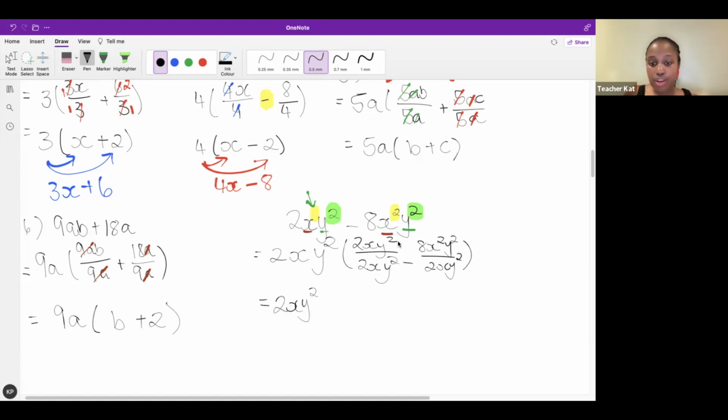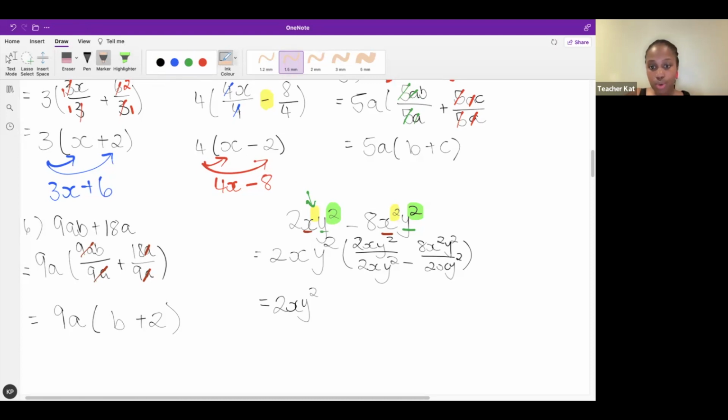what is left over for my first term? 2xy squared divided by 2xy squared. So what is my answer for that? It is not nothing. Nothing means 0, right? So is it 0? Do you guys think 0 is an accurate answer?